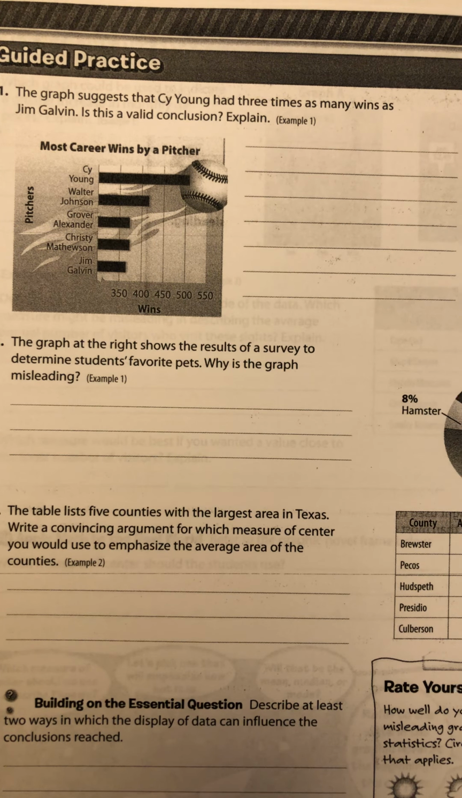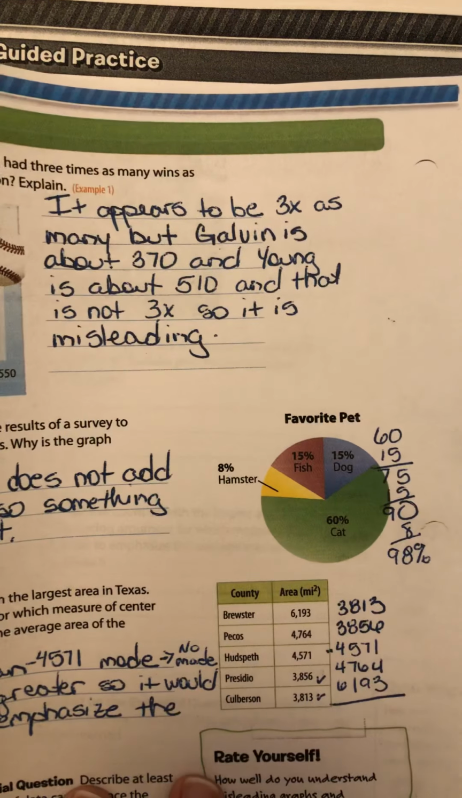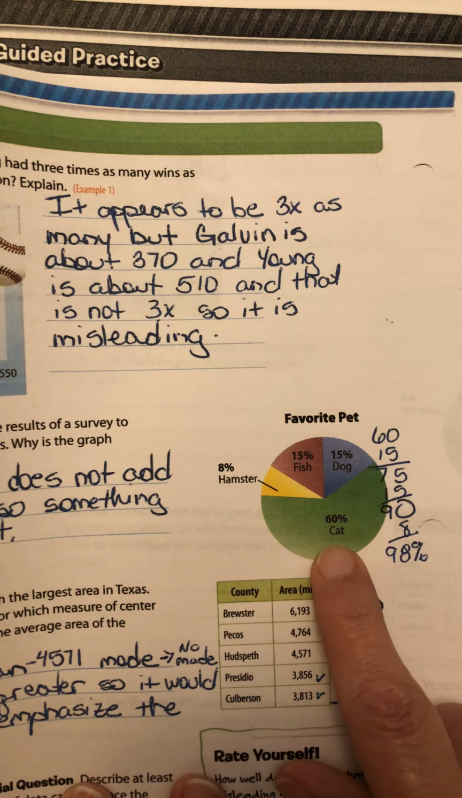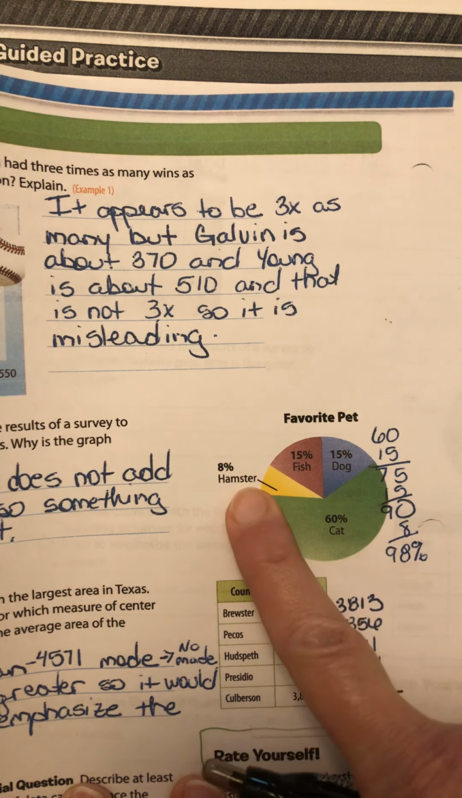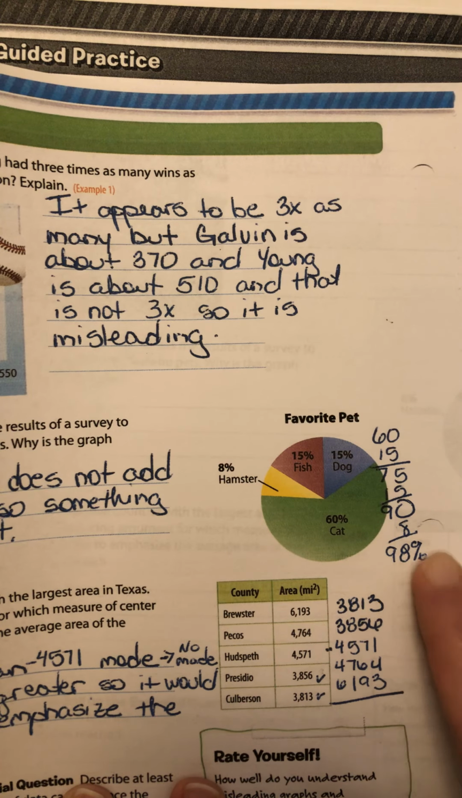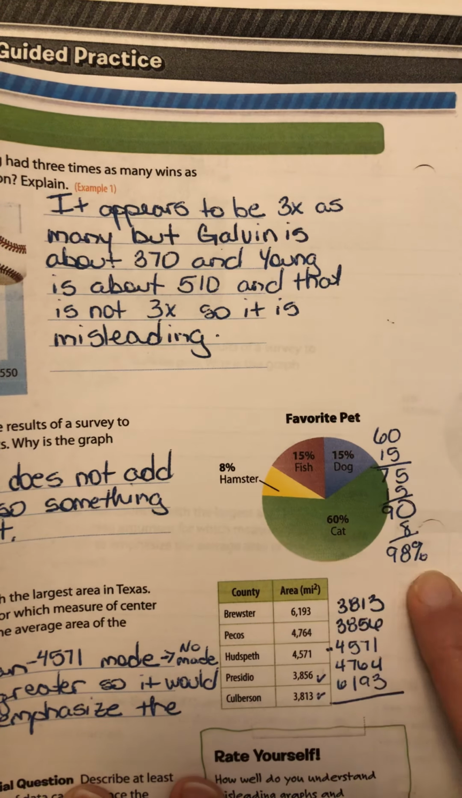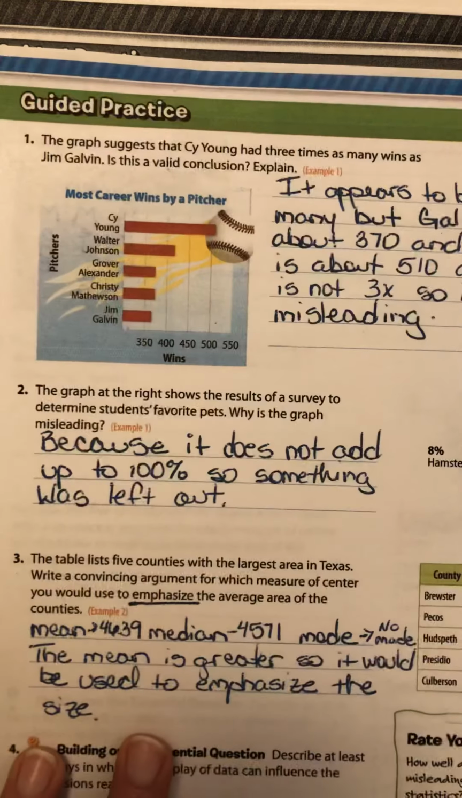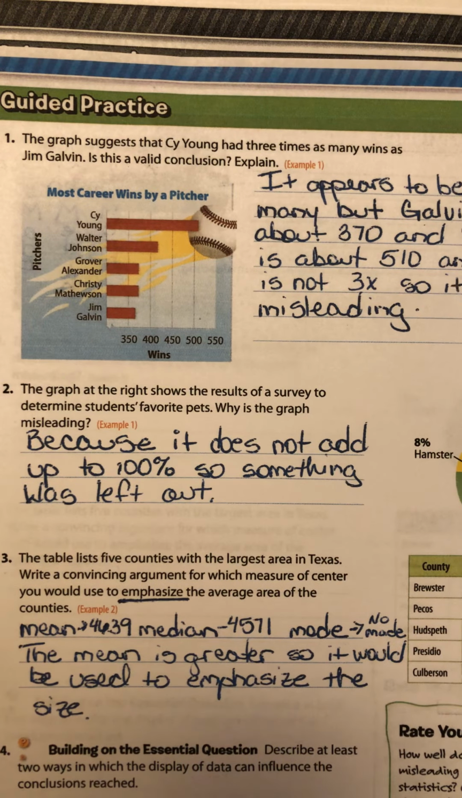The graph at the right shows the results of a survey to determine students' favorite pets. Why is the graph misleading? So when I look at this graph over here, and I add up cats, dogs, fish, and hamsters, what do you get? 98%. So they've left some information out. So it's misleading because it does not add up to 100%.